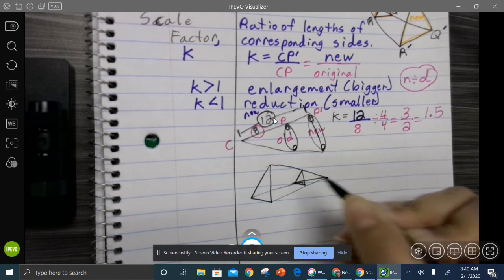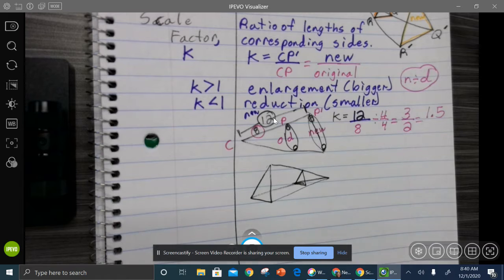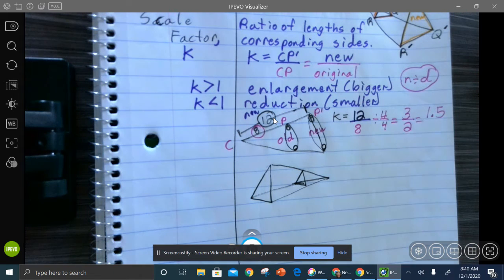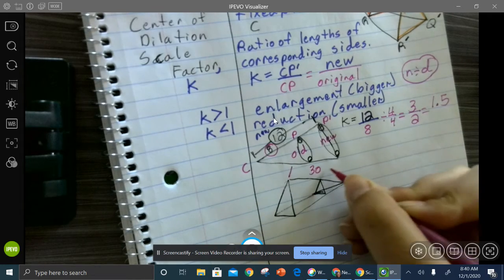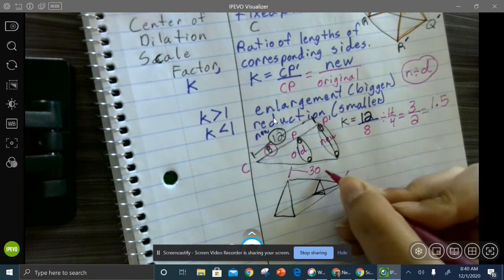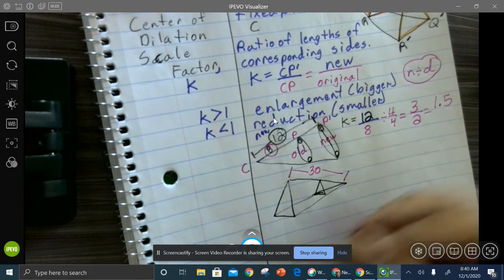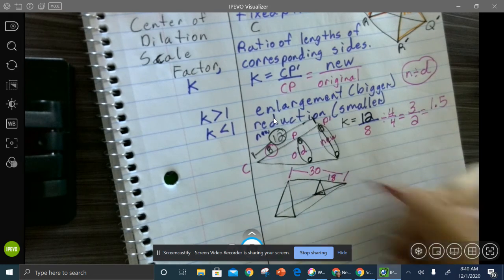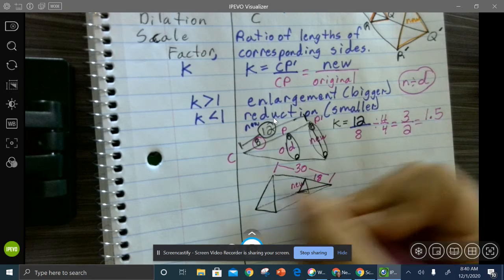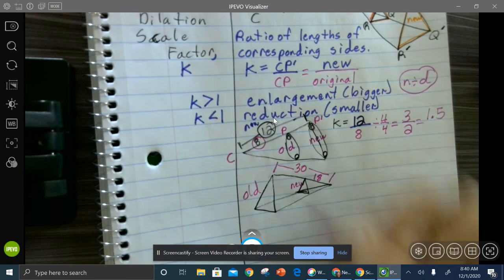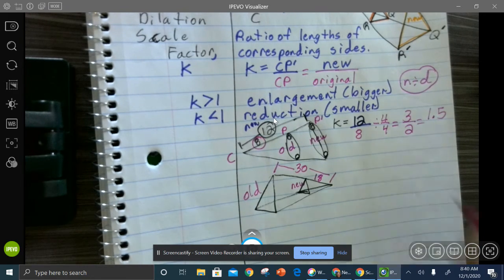So it's all going to be at the center point. Okay, so what we have, we're going to have that this is 30. This length is 18. Okay, so this is the new one. This is our old one. Okay, so we're going to do our scale factor.